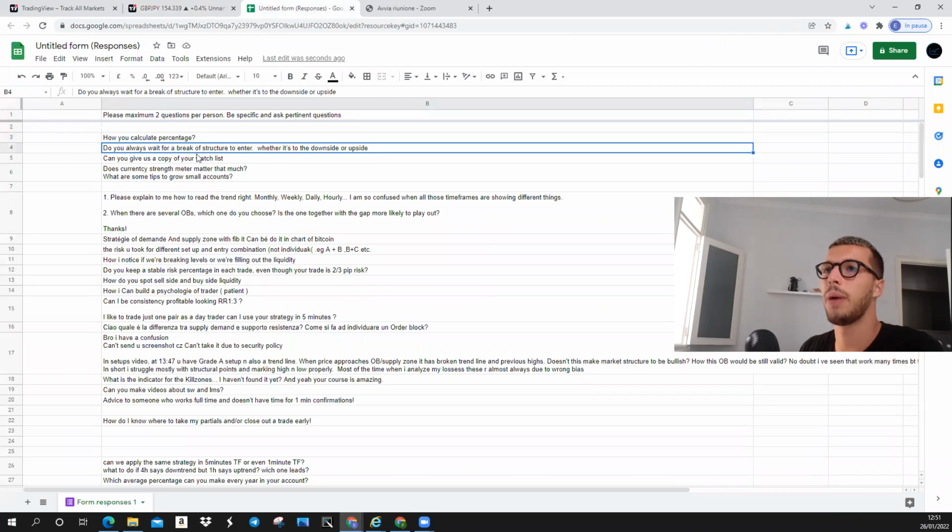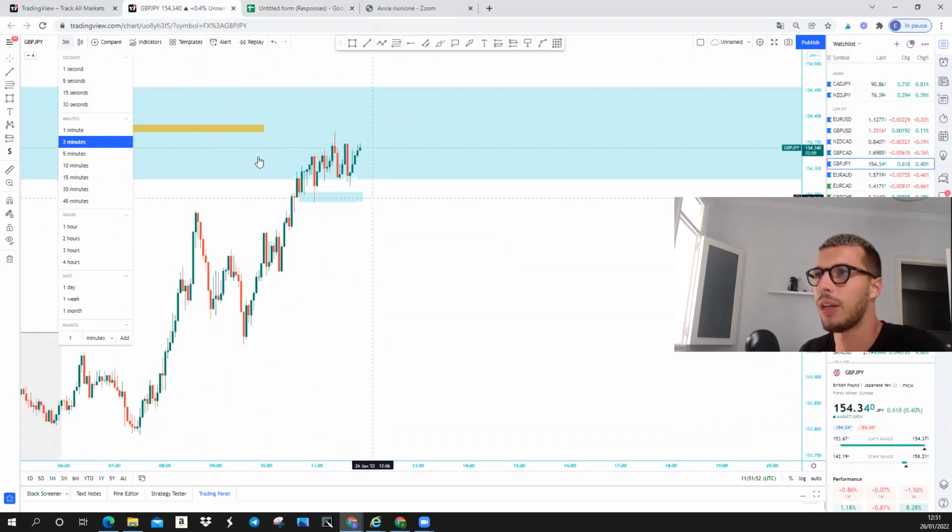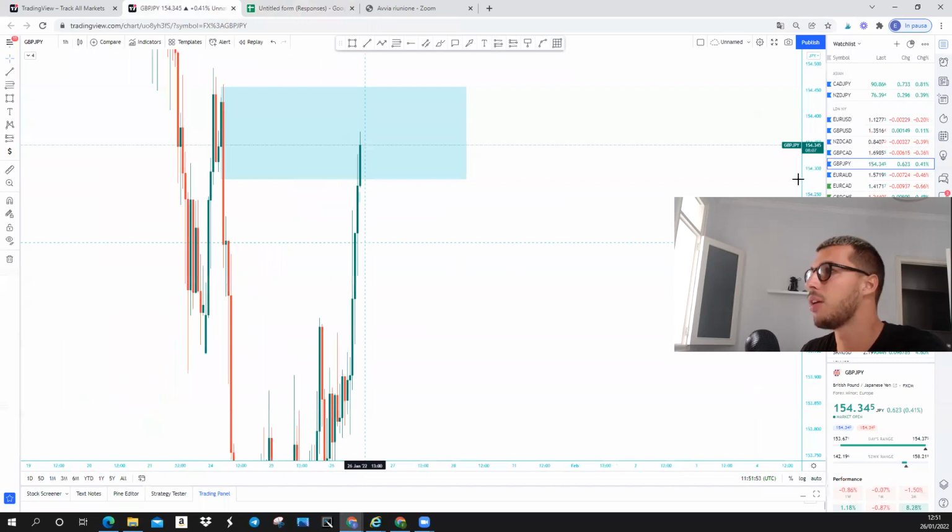Do you always wait for breakout structure to enter, whether it's to the downside or upside? I usually prefer to wait for confirmation on lower timeframes. Therefore, yes, a breakout structure. Now, not 100% of my trades. Sometimes I just execute with a pending order at the zone, if the zone is very good. For example, here I'm waiting for lower timeframes confirmation.